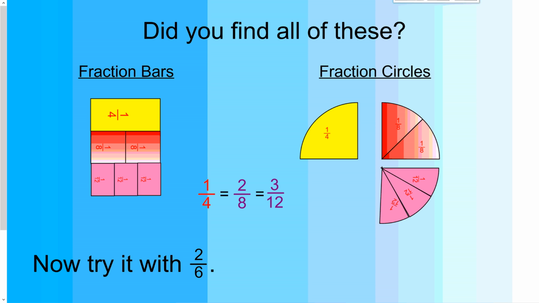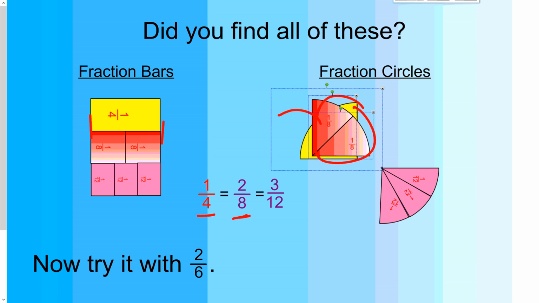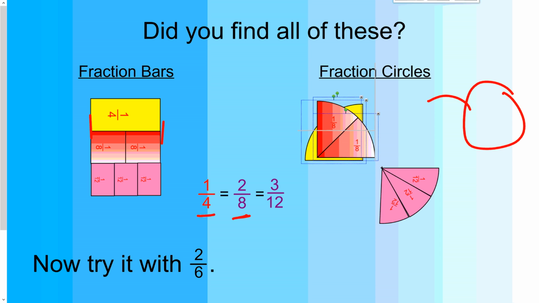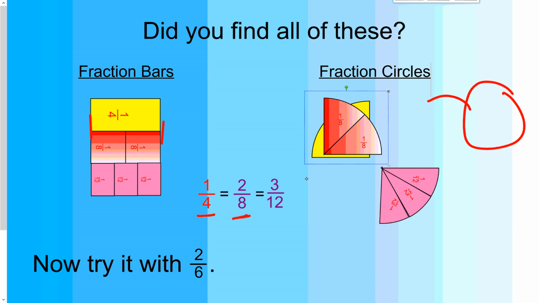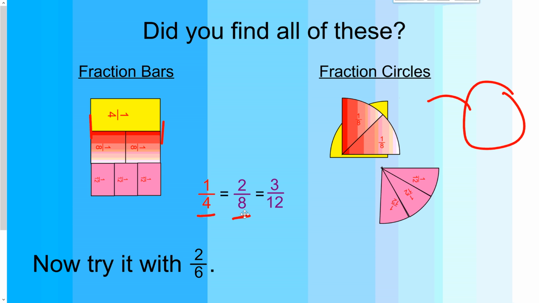So, were you able to find all of these? 1/4 is equivalent to 2/8. As you can see, they line up nicely here, right? These are the same as this. If we were to look at that, right, that matches up. It's also the same as 3/12, which also matches up. So 1/4 is equal to 2/8 is equal to 3/12.